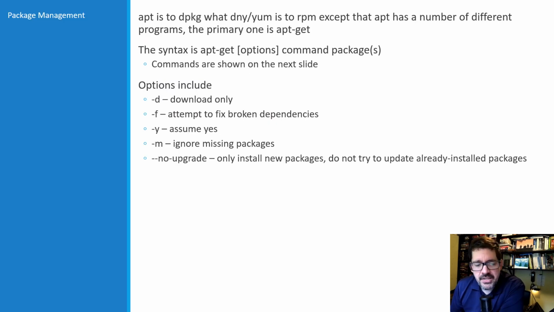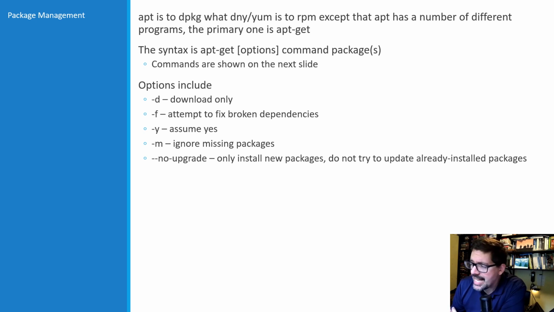So apt is the version that we use on Debian-based distros, right? So dnf and yum are what we use on RPM-based systems or Red Hat. And then if you're on a system that's based on dpkg, you would use the apt-get command. And it's very similar, works almost exactly the same way, very similar options. It has repositories just like yum and dnf.